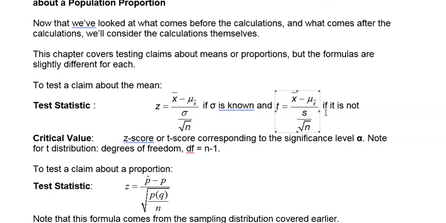Whichever one of those we use for the test statistic, we need to use the corresponding table and our significance level to find our critical value. So if we have a Z score for our test statistic, we have a Z score for our critical value, and likewise with the T.